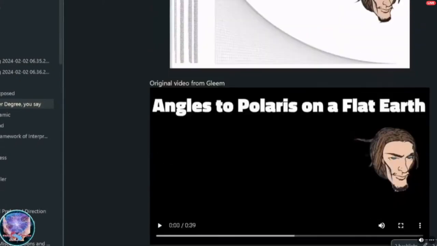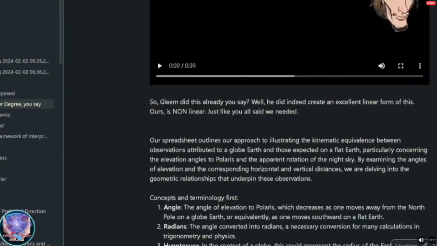This is indeed what it's based on, but we did it slightly differently than Gleam. He went linearly, and we're going to go non-linearly. He did an excellent job in what he did, absolutely, but we're going to take it a little bit further.